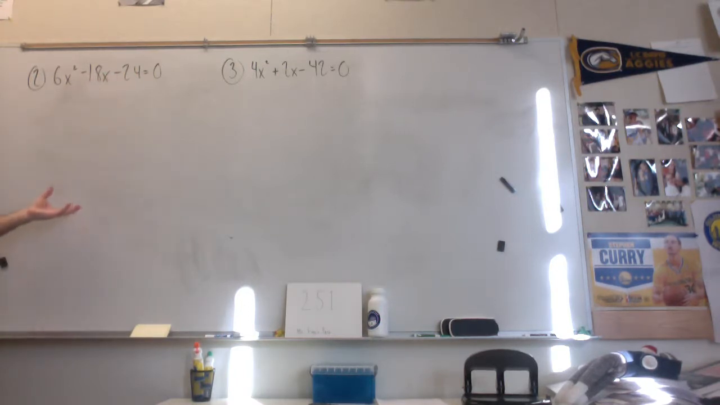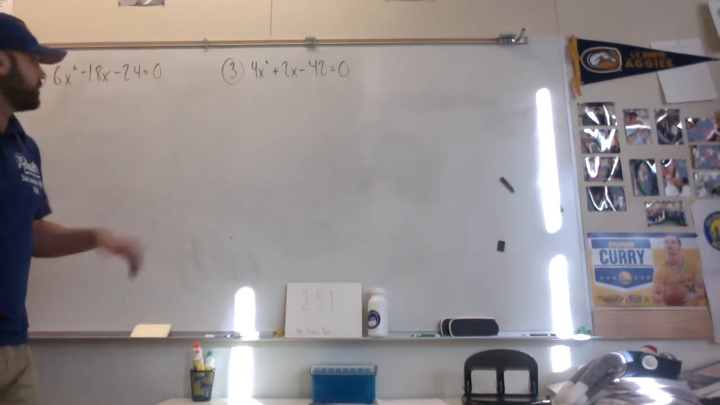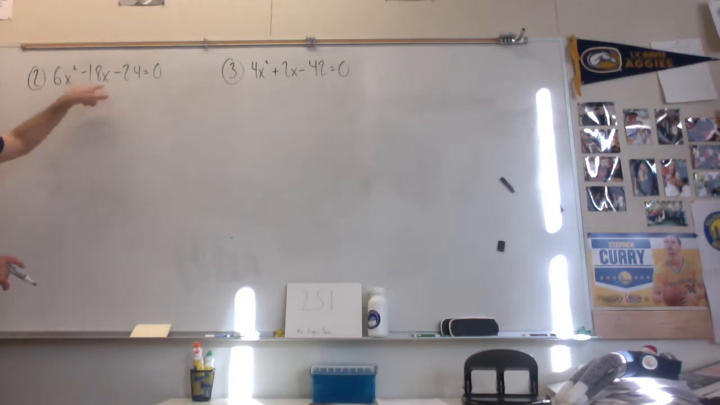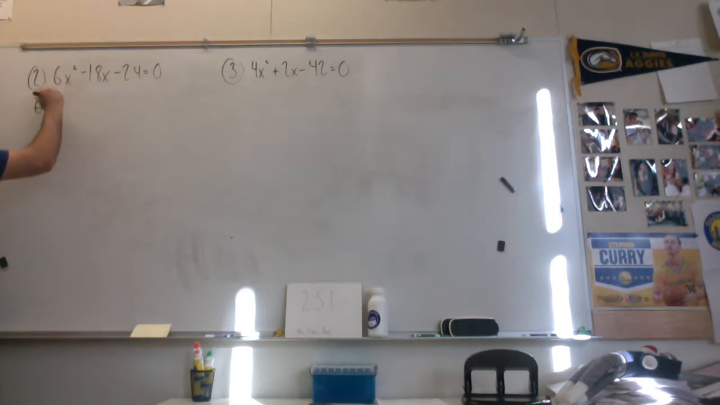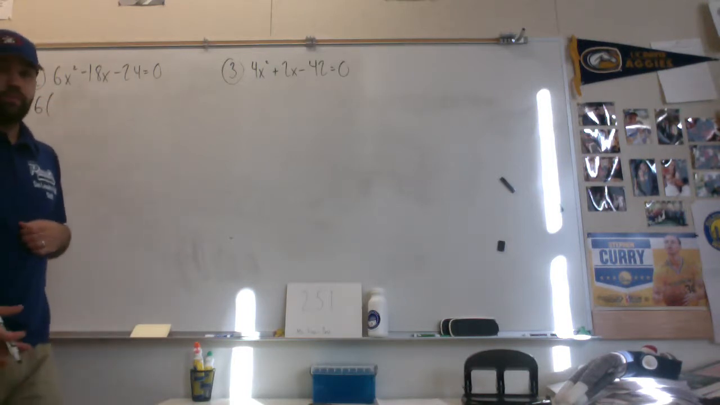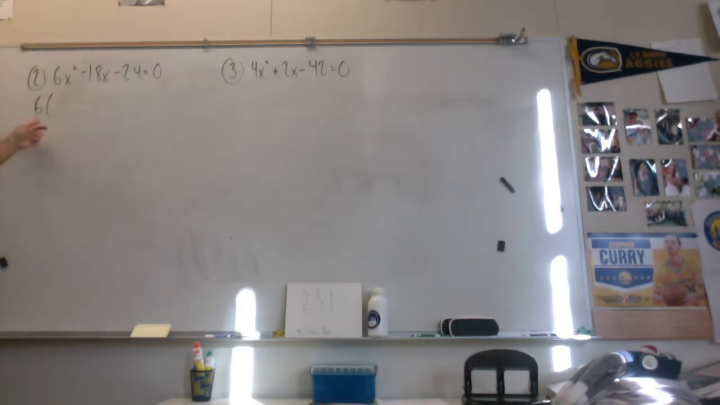Is there a number that they share? Is there a number that goes into all of those? Well, 6 does. 6 goes into 18 and 24, and it obviously goes into 6. So the first thing I would do is factor out 6. And then it's like the reverse of the distributive property. You divide by that number.